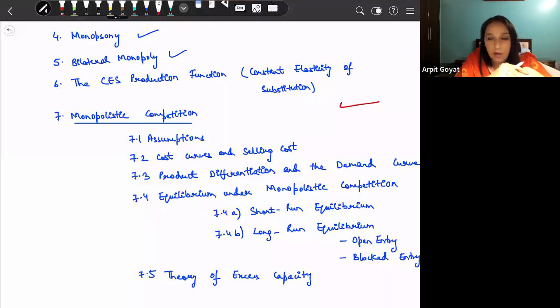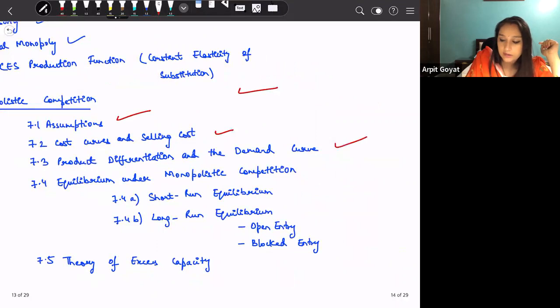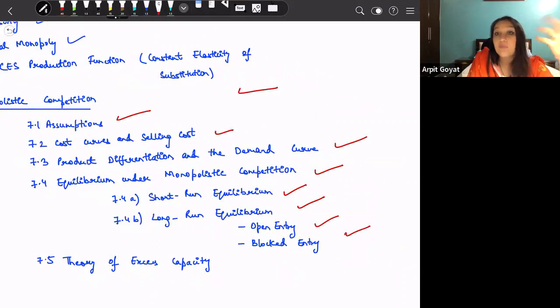After discussing these two types of markets, we will move towards monopolistic competition. Again, we will discuss first assumptions, then cost curves and selling curves, product differentiation and demand curve, equilibrium under monopolistic competition, short run equilibrium, long run equilibrium, when entry is open and when entry is closed. Between monopoly and perfect competition, in practice examples of these are very limited, almost none, but if a market is very close to reality, it is monopolistic competition, which is why it is important to study. Then we will also discuss theory of excess capacity.